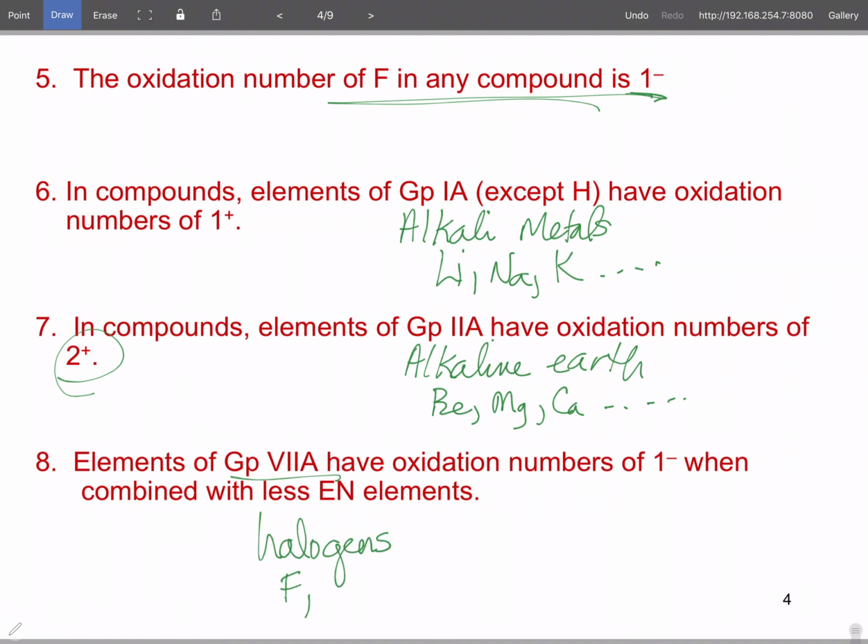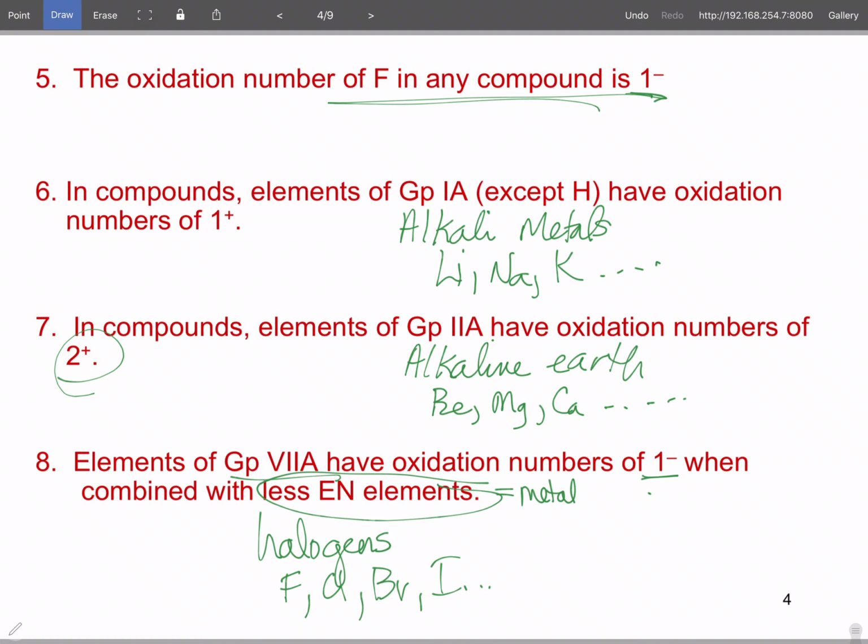That's fluorine, chlorine, bromine, iodine, etc. They will have 1 minus when they are combined with a less electronegative species. So less electronegative species means metals. So if you combine halogens with metals, the halogens are going to be negative.